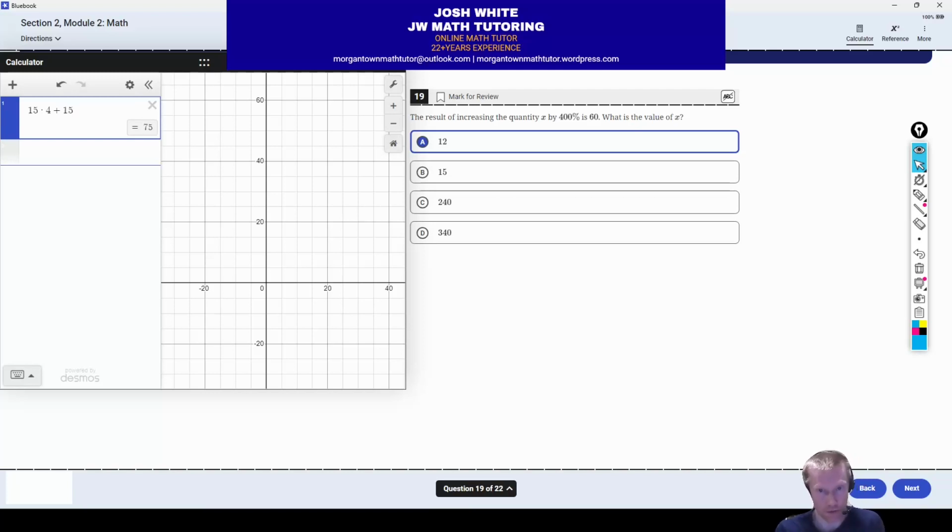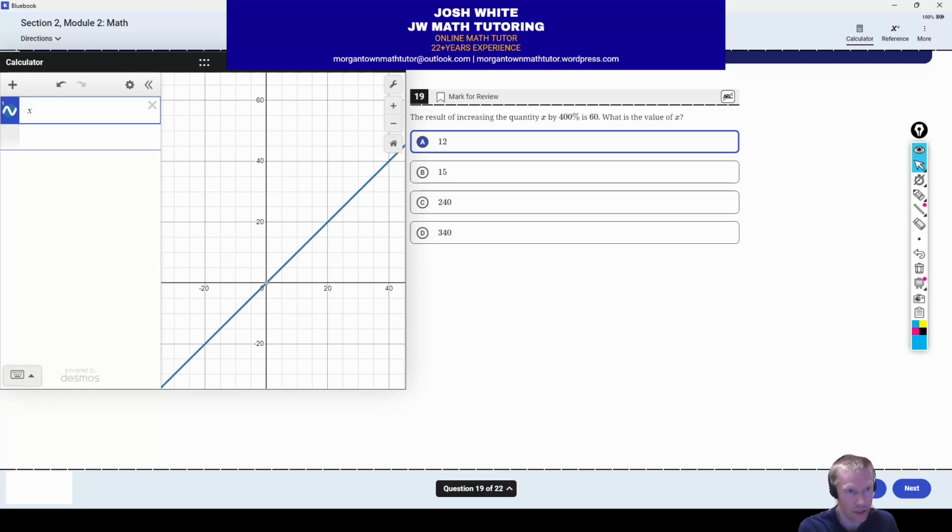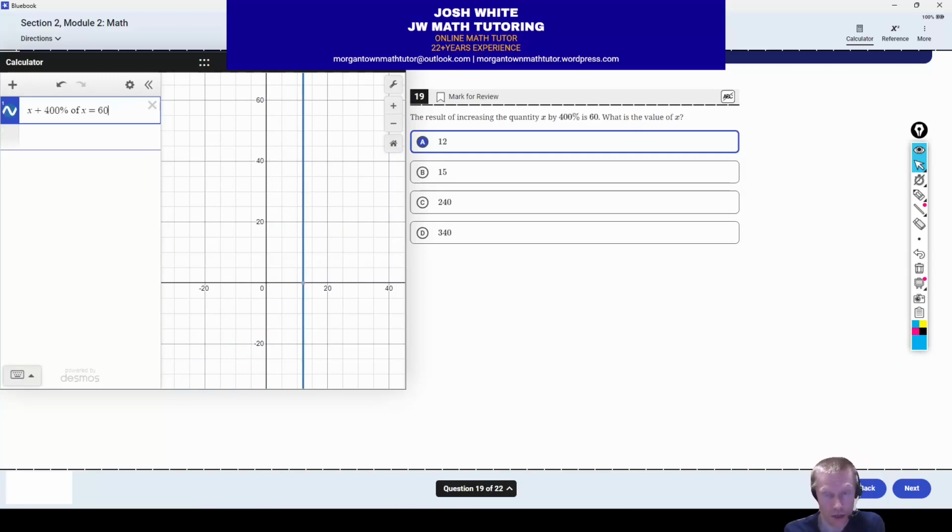Okay, so you could back solve this one as well, or you could also, just to show you, do it this way. X increased by 400% of x is 60. I just literally took the words and made it into an equation, with the percentage even in there. And notice it gives me the answer right here of 12. X equals 12, it graphs this vertical line. That's the solution. So this is a way you can honestly do this question in Desmos in 5 seconds and get the answer.